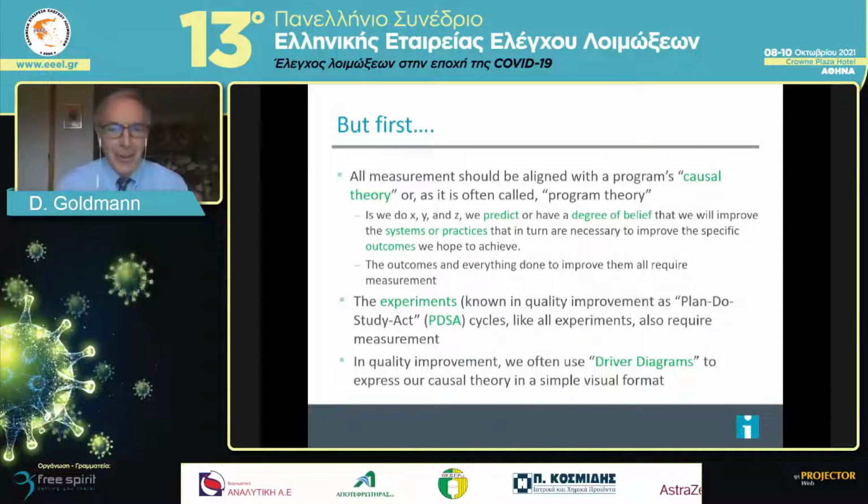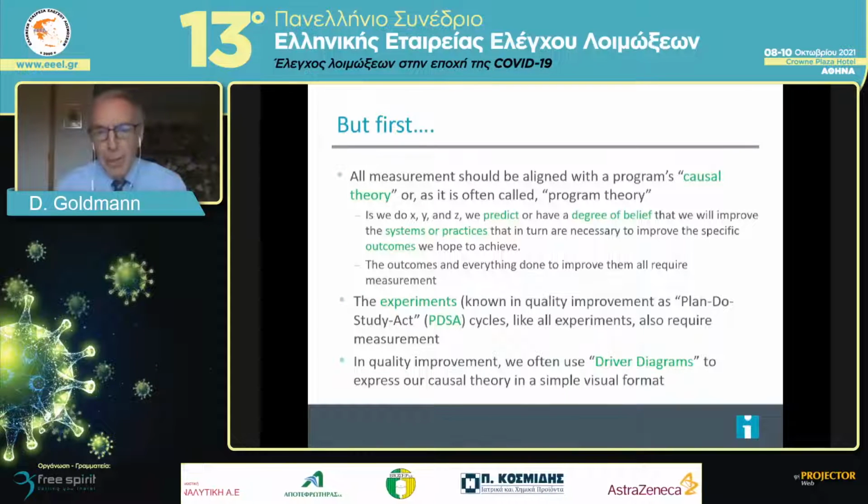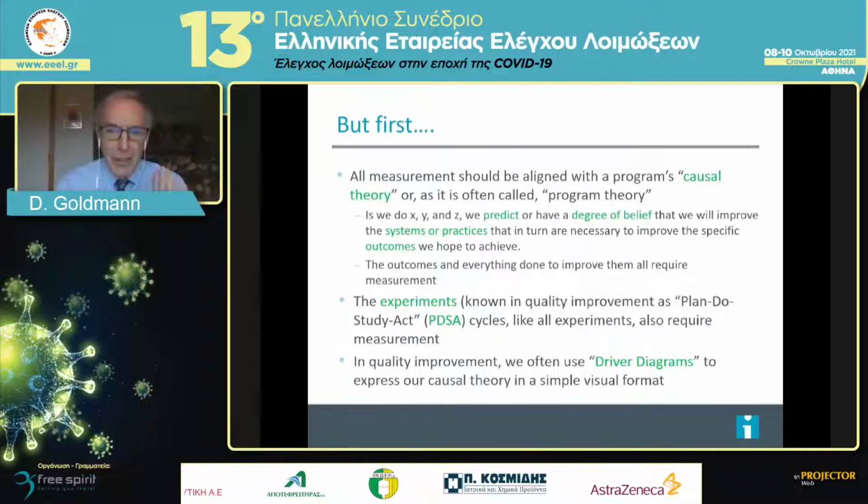Now, in quality improvement, we often use what are called driver diagrams. Since I don't know you all well, I couldn't take for granted that you know about driver diagrams. So for those who know about this, I apologize. It's just to refresh your memory.